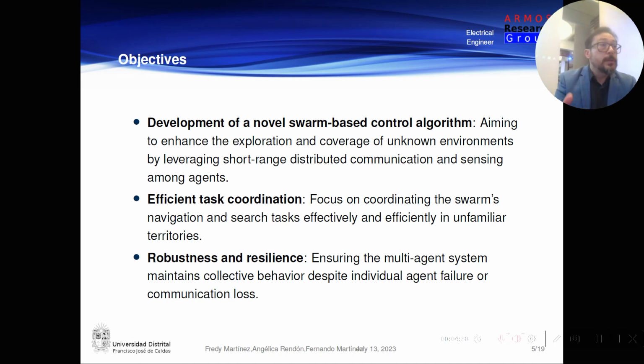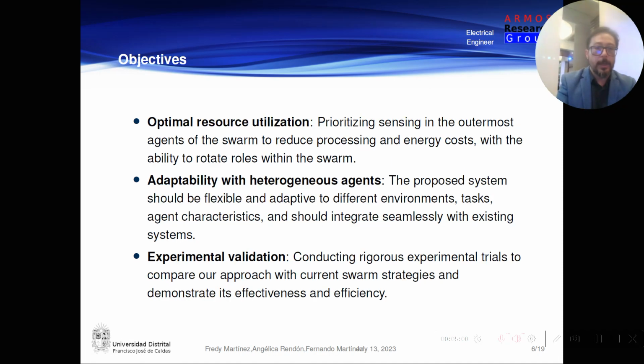These are the objectives of this particular work. The first, like I said before, we want to develop a novel swarm-based control algorithm. This is most of the presentation. We want an efficient task coordination, and to improve the robustness of our system. They are three very important objectives.